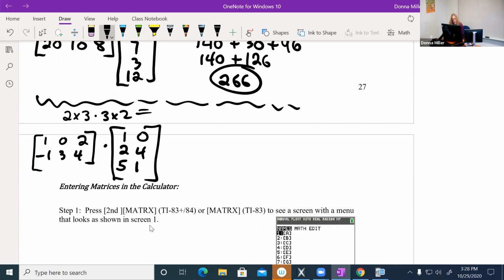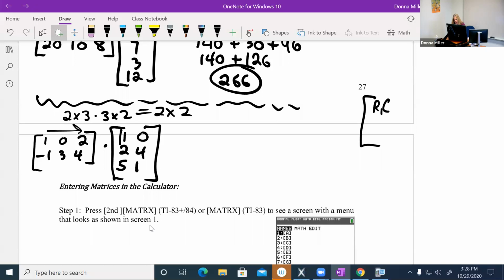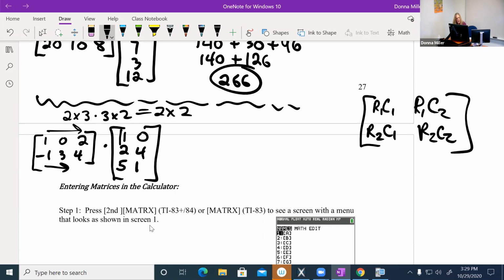So what's going to happen when you multiply these by hand is you're going to go the first row times the first column. I'm going to write that over here. You're going to go the first row times the first column, and then the first row times the second column. So you're going to do the first row times all the columns. And then for the second row, you're going to do row 2 times the first column, and row 2 times the second column. That's basically how it works. Okay? So we're going to work this out.